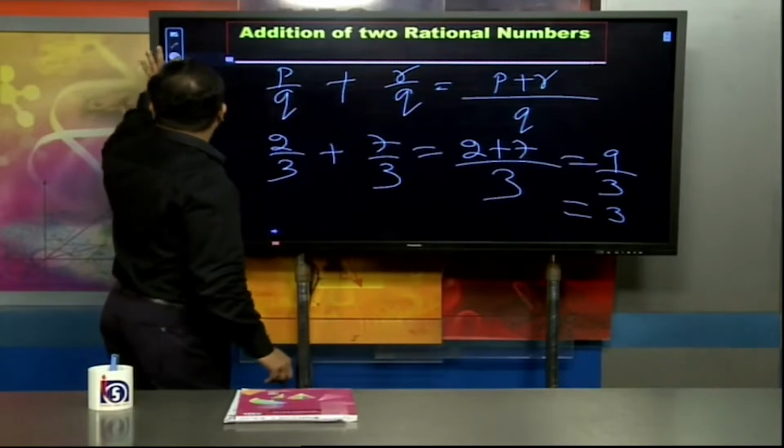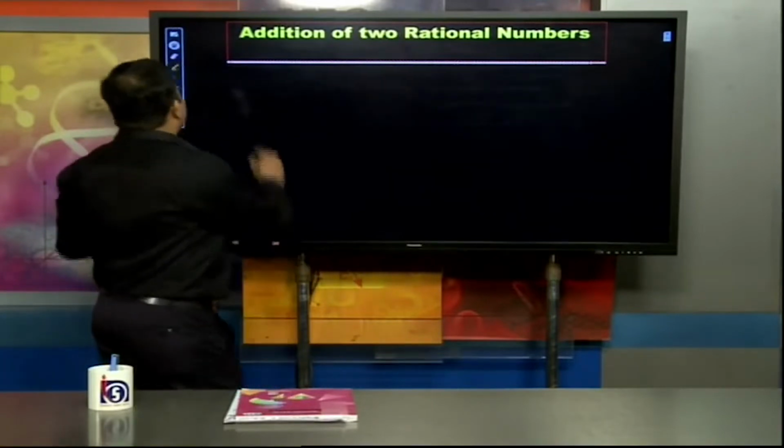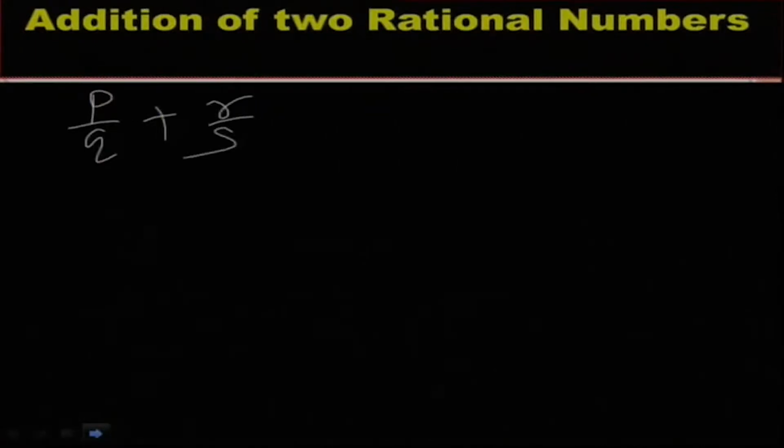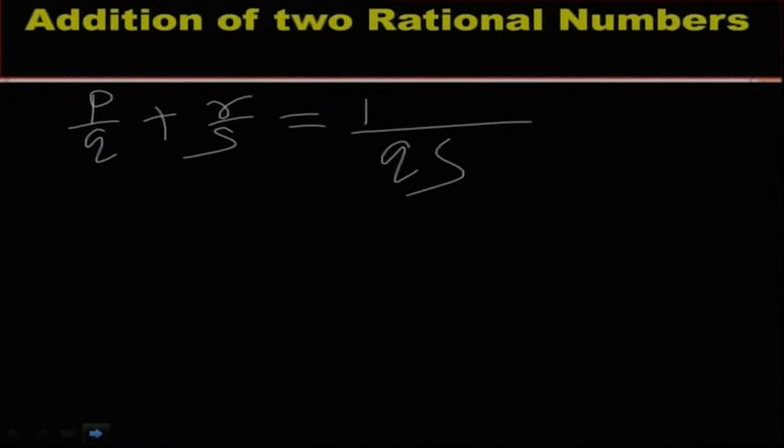When the denominators are different, for example P by Q plus R by S, what do you observe? Q and S are different. So you take the LCM, QS. When QS is divided by Q, you get S, which multiplies P, giving PS, plus RQ.